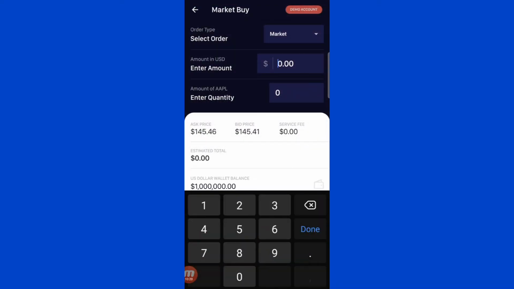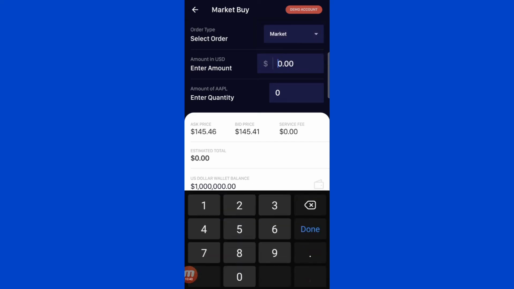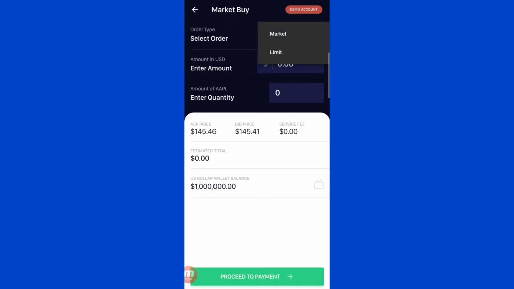Okay, so this is the next page, basically the page where you get to proceed to payment. But before you get to proceed to payment, let's take a look at what we have here. So select order, and currently the order is at market order, and you can choose between market or limit order. Market order here means that whenever the market opens, whatever the price opens at, you're willing to buy the shares at that price. Meanwhile, limit order here means that you have a particular price in mind that you would like to purchase the Apple stock, and your order should not be executed until that price is reached.